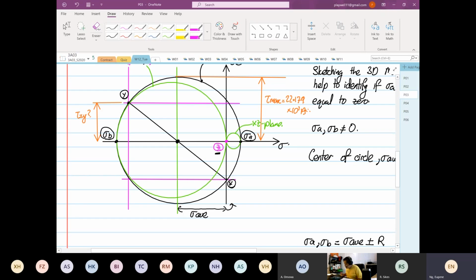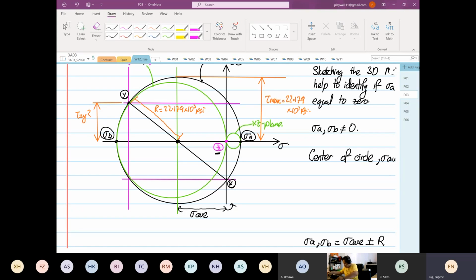So from here we will know. What we know now, we know the radius. So we know that this is our radius, the distance from here to here. So this corresponds to our radius, which is equal to 22.179 times 10 to the power 3 psi, right? We know that.